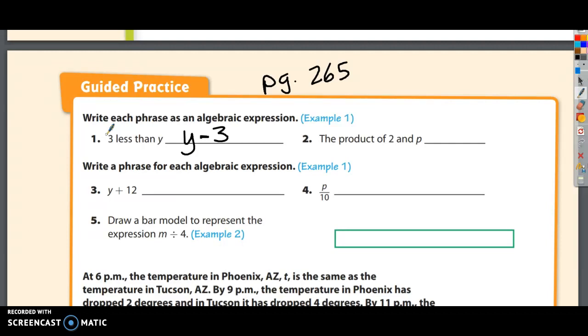Number 2 says the product of 2 and p. Product means to multiply, 2 times p. And we always want to put the constant first, so it's 2p. No x. If you put an x in here, it's wrong.